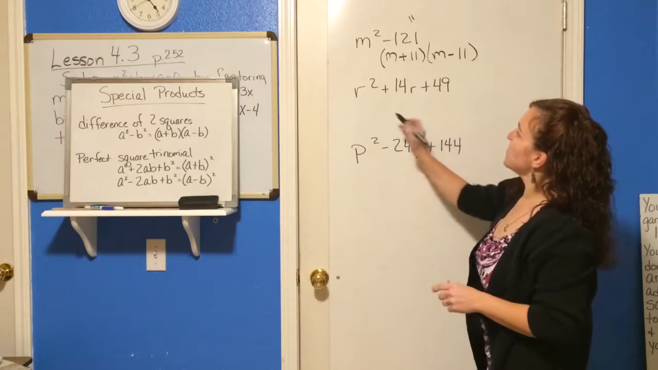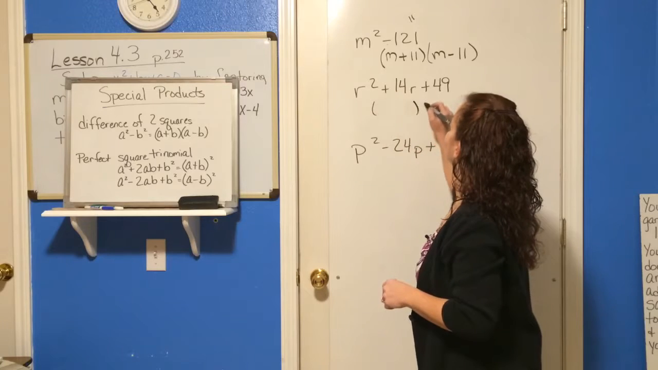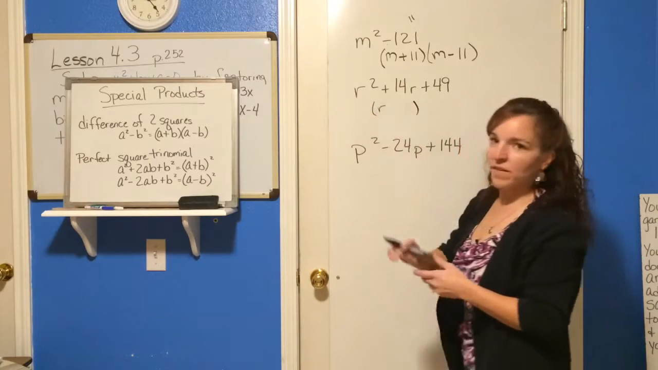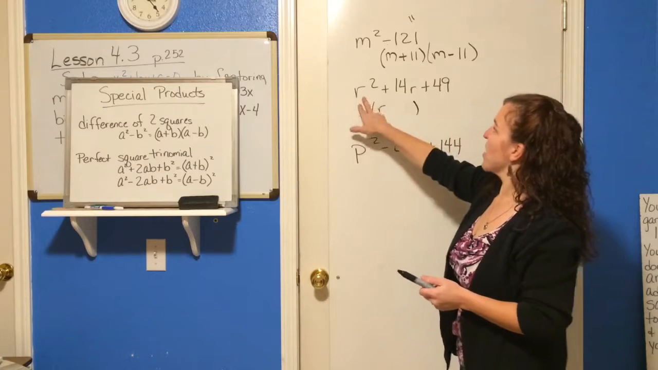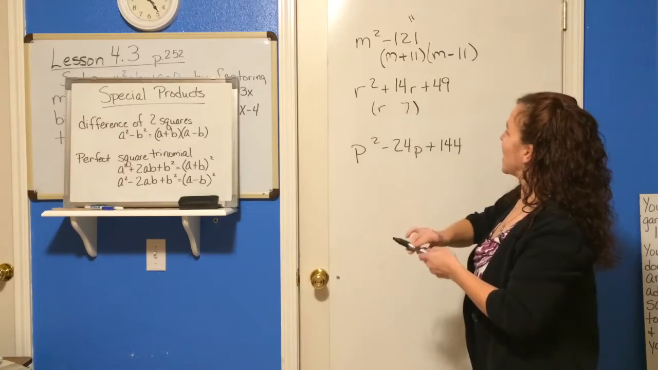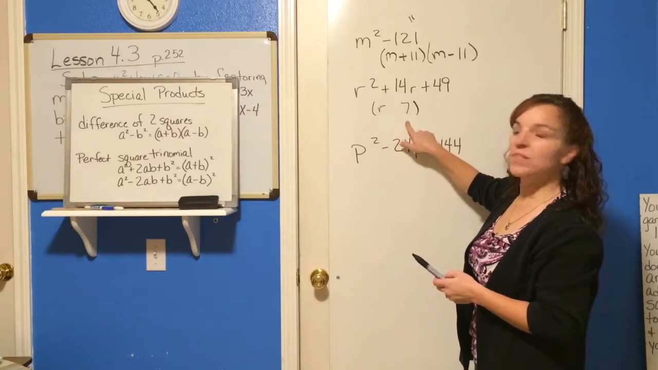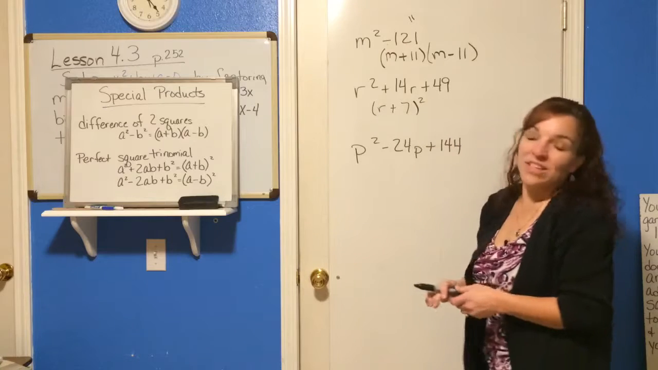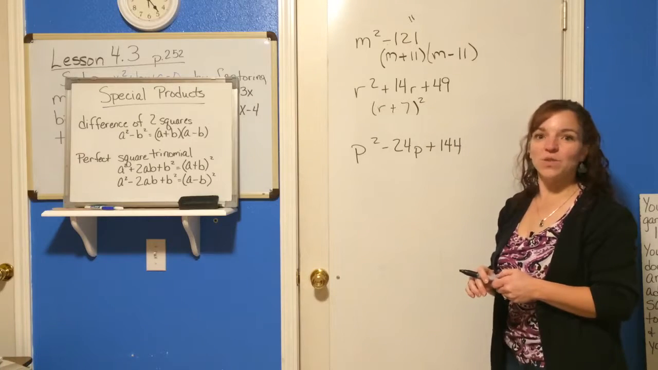The same thing here, or not the same thing. So r is the square root of r squared, and 7 is the square root of 49. And if you take 7 times 2, 7 and 7 are 14. So that's just (r plus 7) quantity squared.